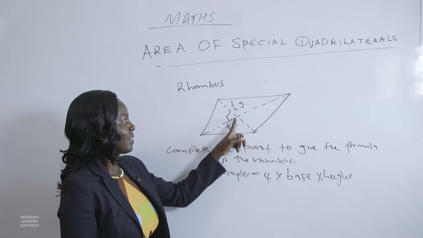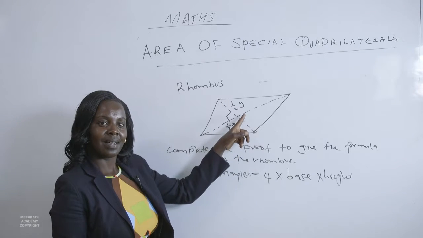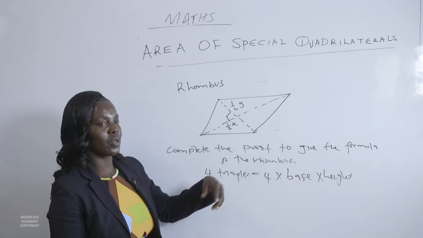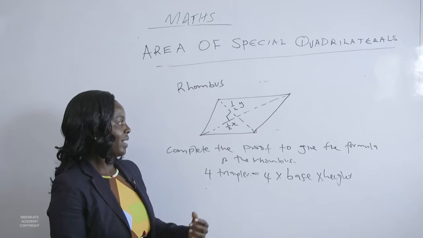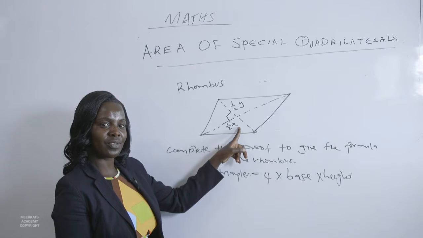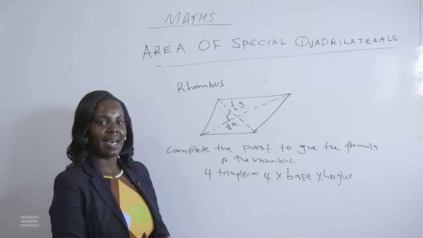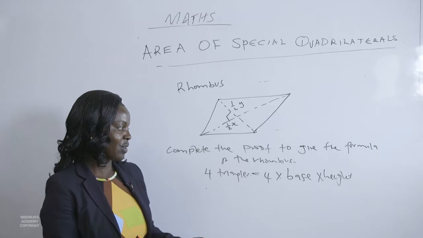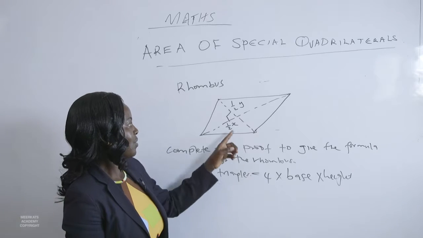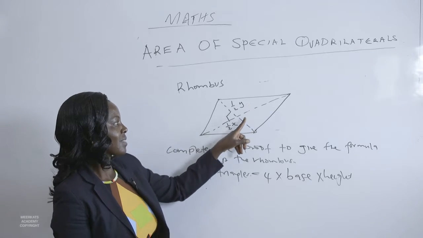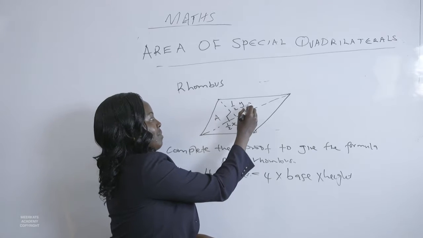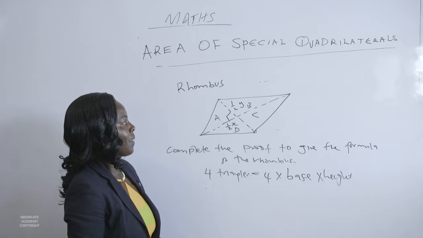Let's try to find the area of a rhombus by dividing it into 4 equal triangles and see whether, if we use the 4 triangles, we'll still be able to get the rule for calculating the area of a rhombus. You realize that we now have the 4 triangles: triangle A, B, C, and D.